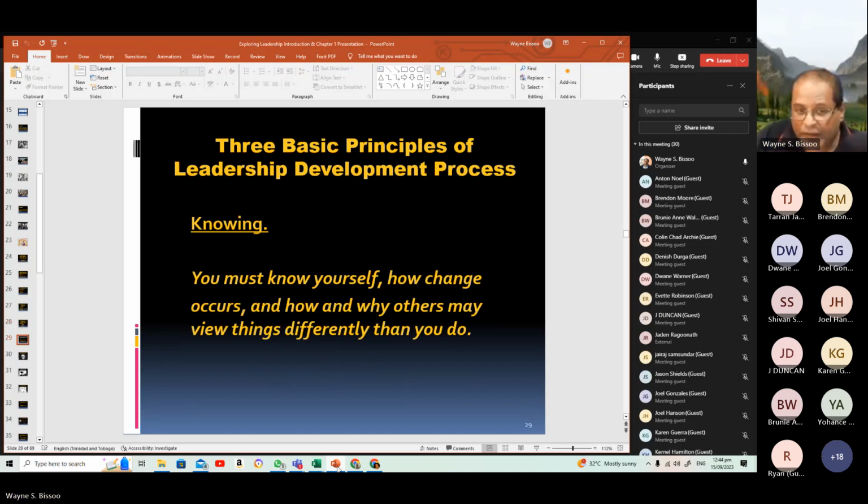Now, the three basic principles of the developmental process start with the knowing element. You must know yourself, which is one of the first assignments that you have, the self-analysis. You must know who you are. You must understand how change has occurred in your life. And you also need to understand why other people around you would look at the same things you're looking at and see it differently. That's a really important thing.